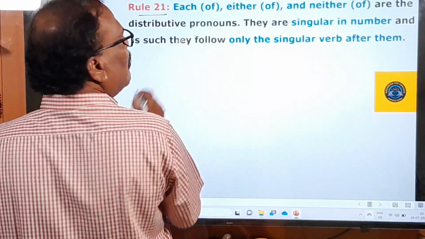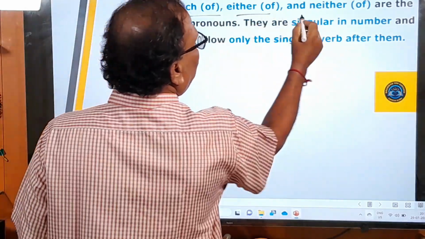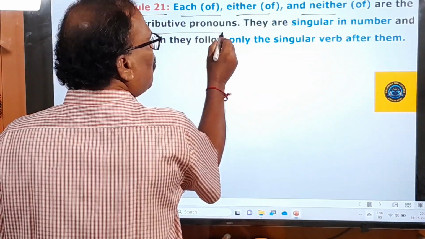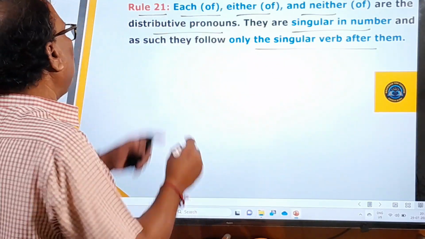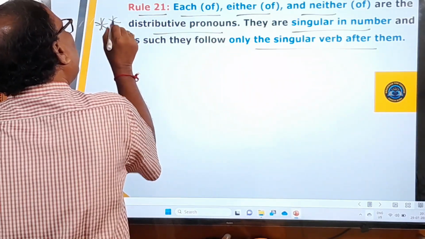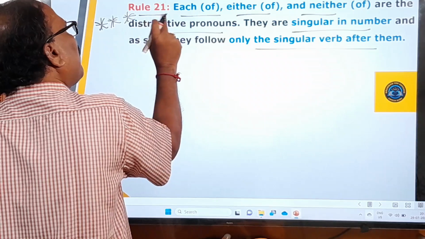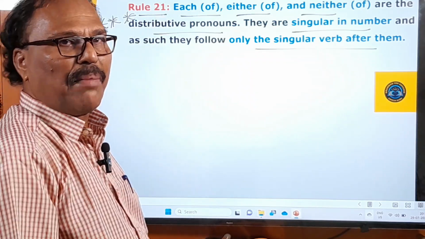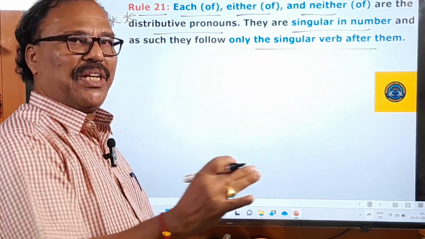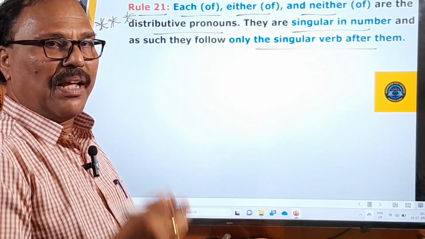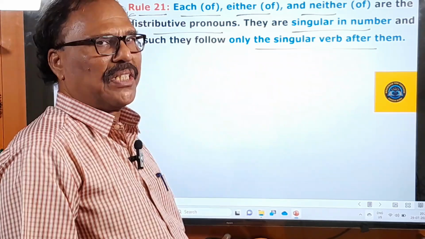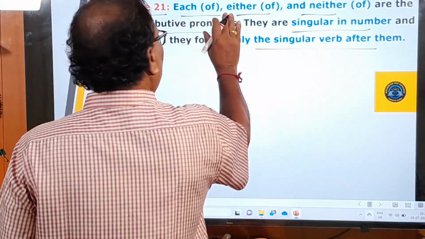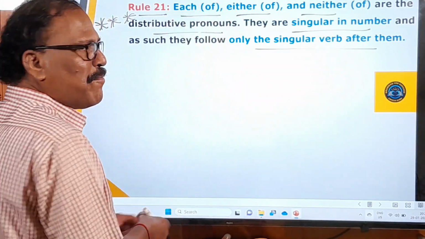Rule 21, the last but one: each of, either of, neither of, the distributive pronouns, are singular in number and they follow only the singular verb after them. Very important. Several times, questions were framed on this rule in your competitive examinations, in your SSC examination, Staff Selection Commission, and the school assistant exams, TET, or whatever it is. In all competitive examinations, questions are framed on this.